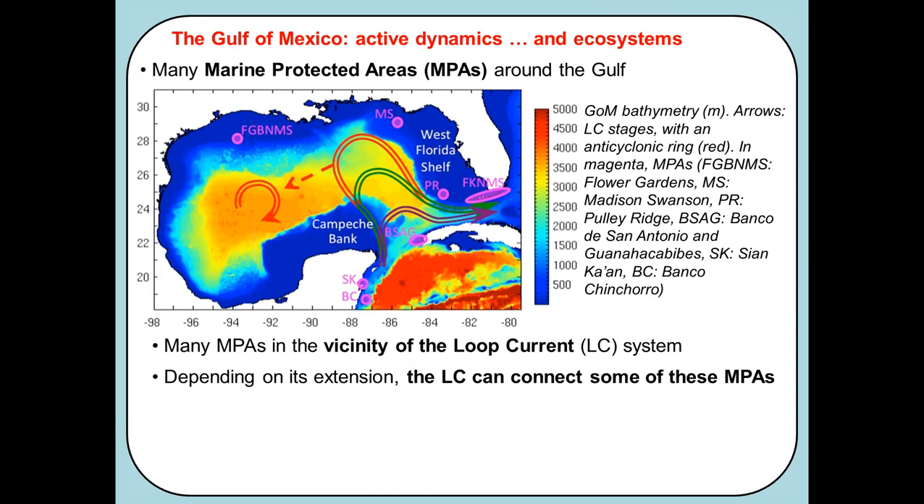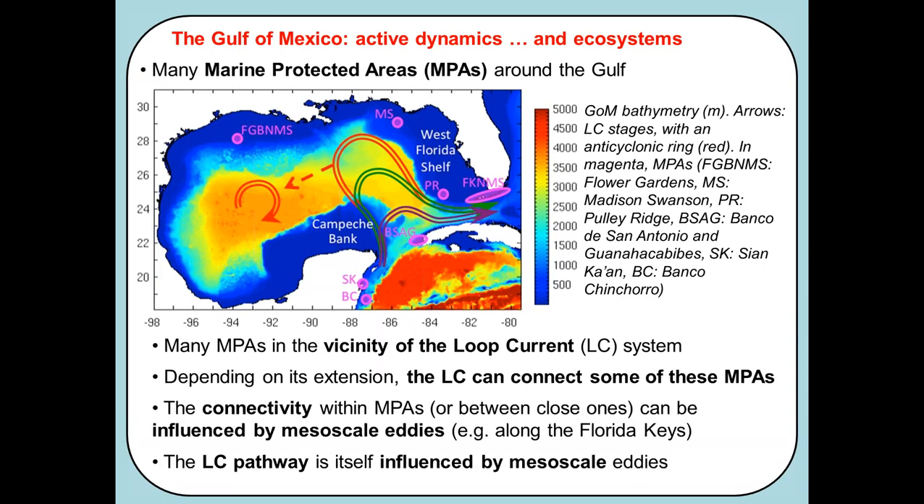The loop current system is this current that flows from the Yucatan Channel and exits through the Florida Straits, that has variable extension from a very retracted one from Yucatan Channel straight to the Florida Straits. And within a few months, the loop current extends, reaches the Northern Gulf, and then finally sheds a large anticyclonic eddy that then drifts westward. So we see that depending on the extension of the loop current, it potentially can connect some of the MPAs in the region, and that's what we're interested in.